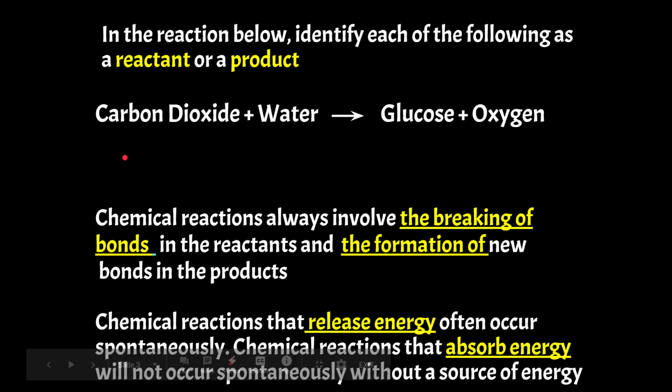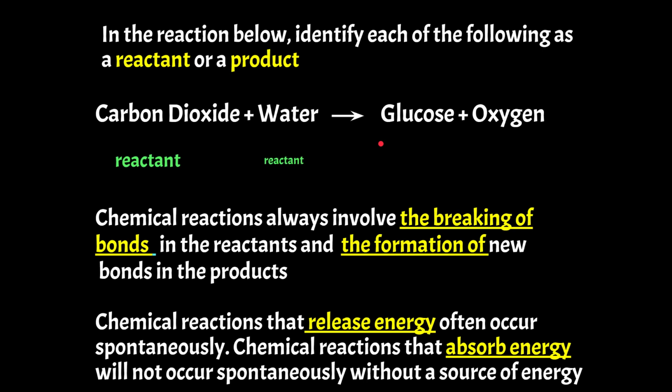In the reaction below, let's go ahead and identify the reactants and the products. So carbon dioxide plus water, and then we have this arrow which represents yields or produces glucose and oxygen. So carbon dioxide and water in this chemical reaction are the two reactants. The two products coming out are glucose and oxygen.